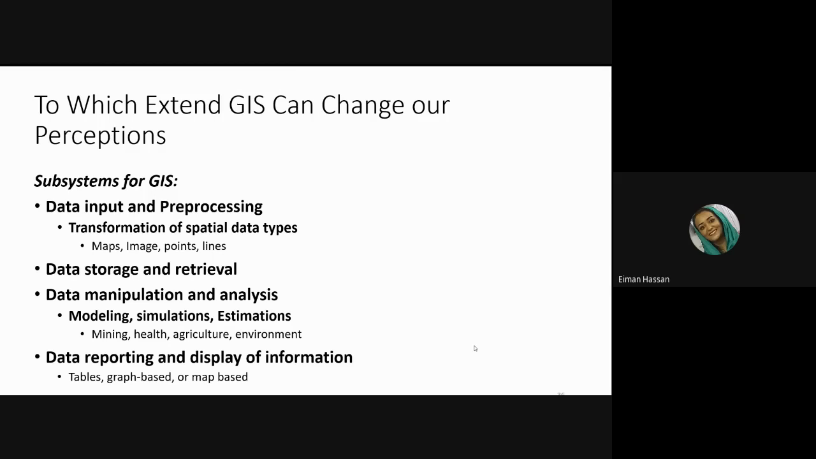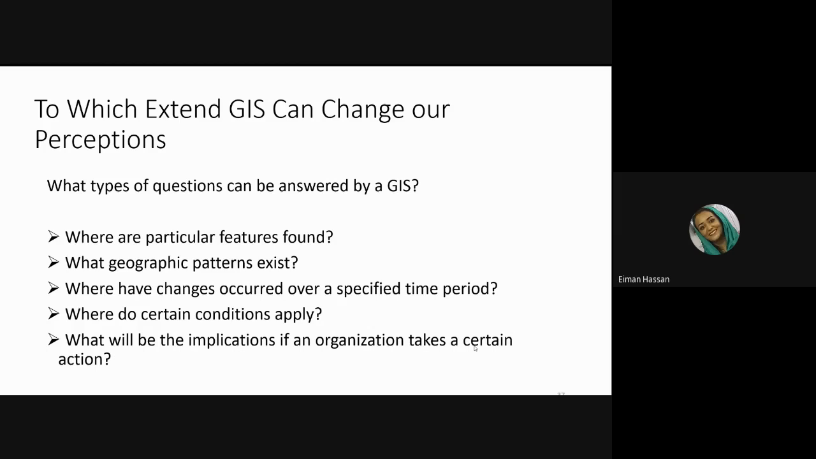We need to manipulate our data and analyze it, making modeling, simulations, and estimations, whether we are working on mining, health, or environments, and we need to report and display all the information. This is what we have in GIS, what we are doing in GIS. So to which extent can GIS change our perceptions? We need to answer the question.